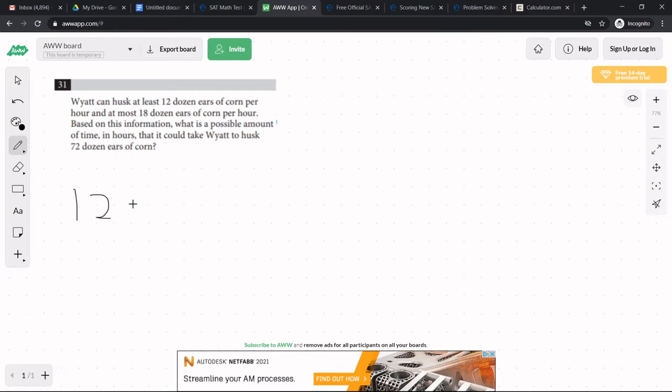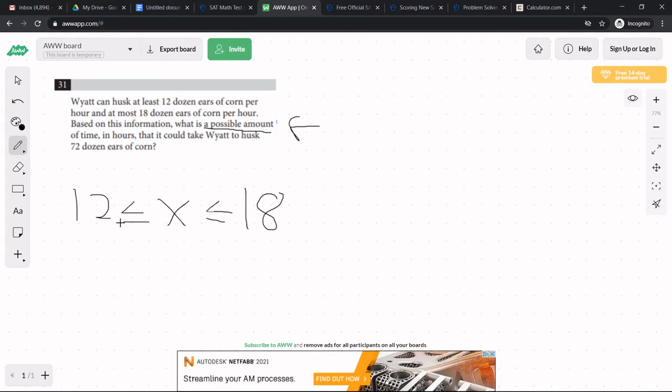So between 12 and 18 ears of corn per hour. This is the amount of corn that you're shucking or husking. And you want to figure out what is a possible amount of time in hours that it could take. So it's important to realize this isn't a multiple choice question, right? And it's asking for a possible amount of time. That means there are multiple answers to this question. There are multiple answers that the computer will say, oh, yeah, that's good. So we only need to choose one of them.